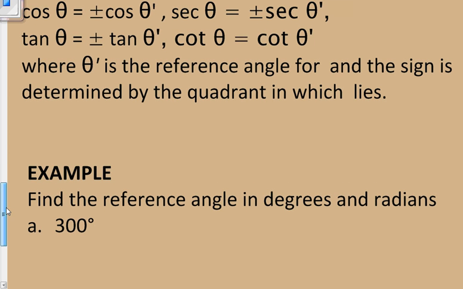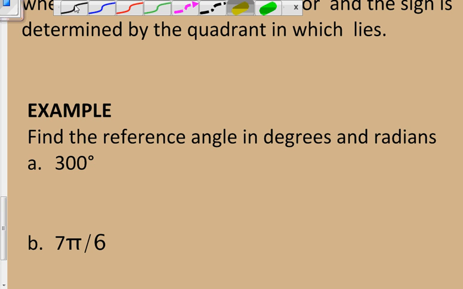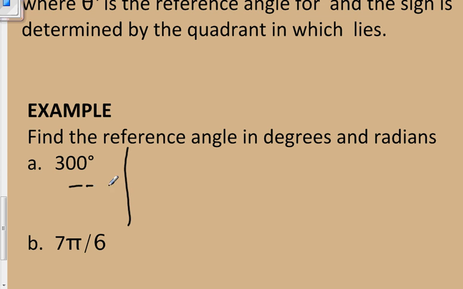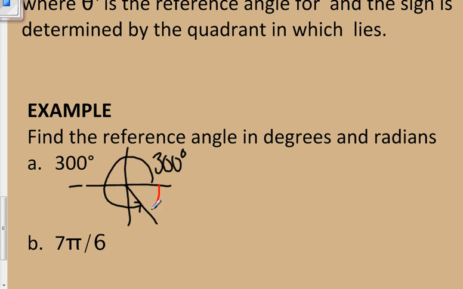We want to find the reference angle in degrees and radians for 300 degrees. So let's draw where this is. Okay, so our initial side is here. We're going to go to 300 degrees. I land right there. So there's 300 degrees. What I want is the reference angle, and the reference angle is going to be right here. So what I'm going to do is take 360 minus 300, and that's going to give me my reference angle of 60 degrees.